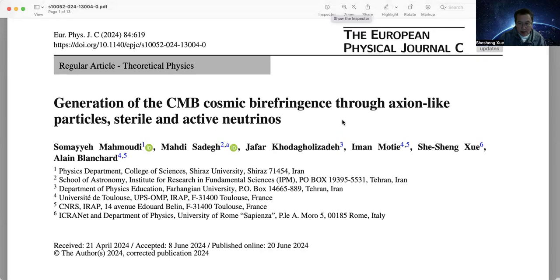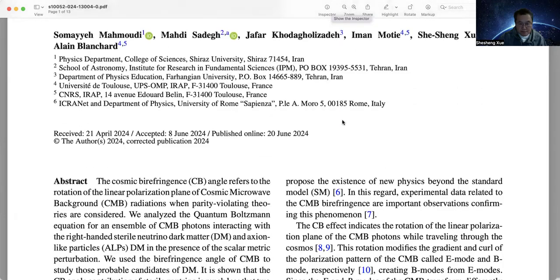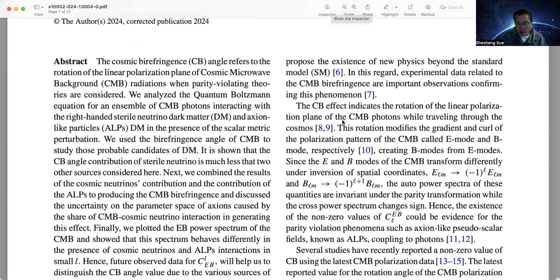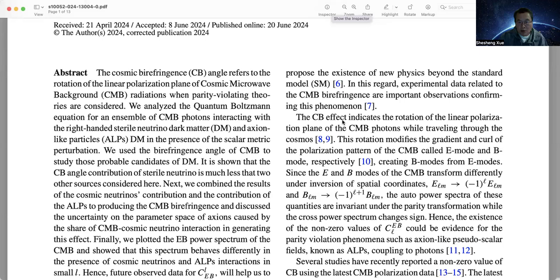In this work, we are going to show how the three types of particle interactions contribute to the CMB cosmic birefringence. CMB birefringence is an important observation and a confirmed major observation.